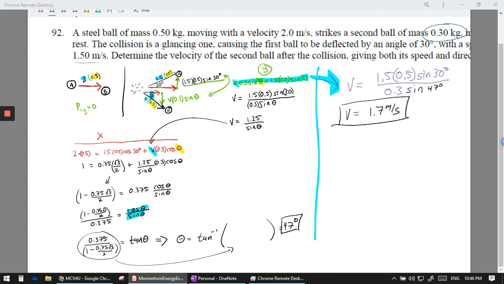This is a glancing blow question, right? So this is what's going to happen in these glancing blow questions. You're going to get your y component here and your x components here, and you're going to have to do a little bit of algebra to get those figured out. We've got one last question to work through here.